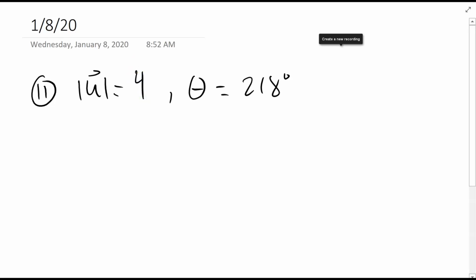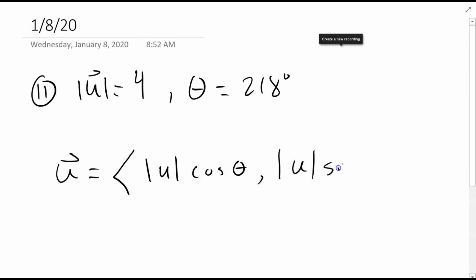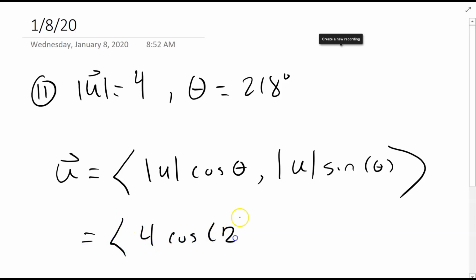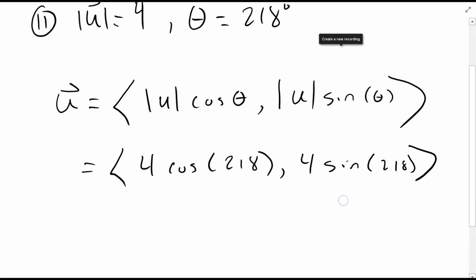So the formula that I'm using is that my component form for vector u is the magnitude of u times cosine of theta, and then the magnitude of u times sine theta. So that's the formula I'm going to use. So I'm going to have 4 times cosine of 218, comma 4 times sine of 218. And then I just go to my calculator and type this in.